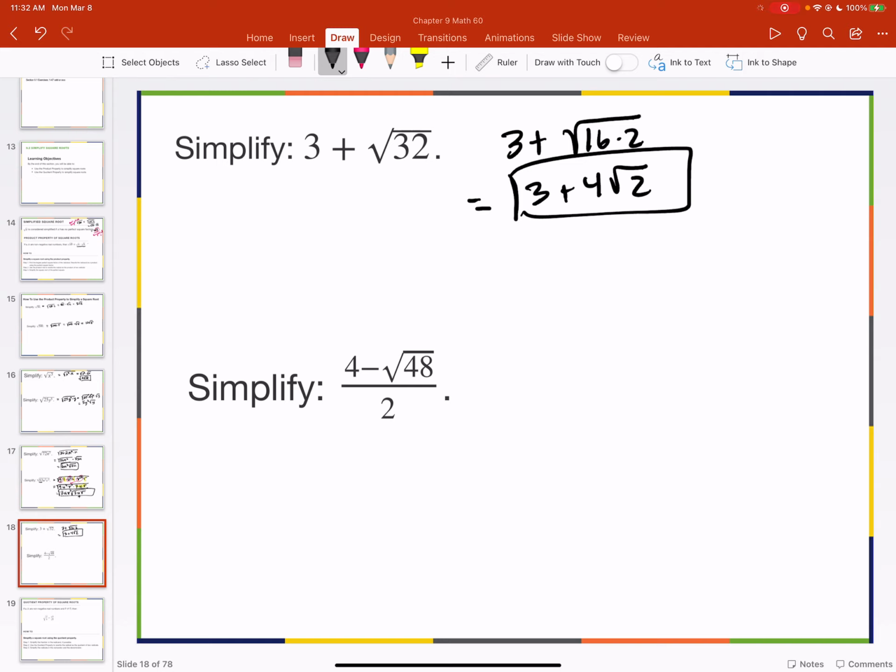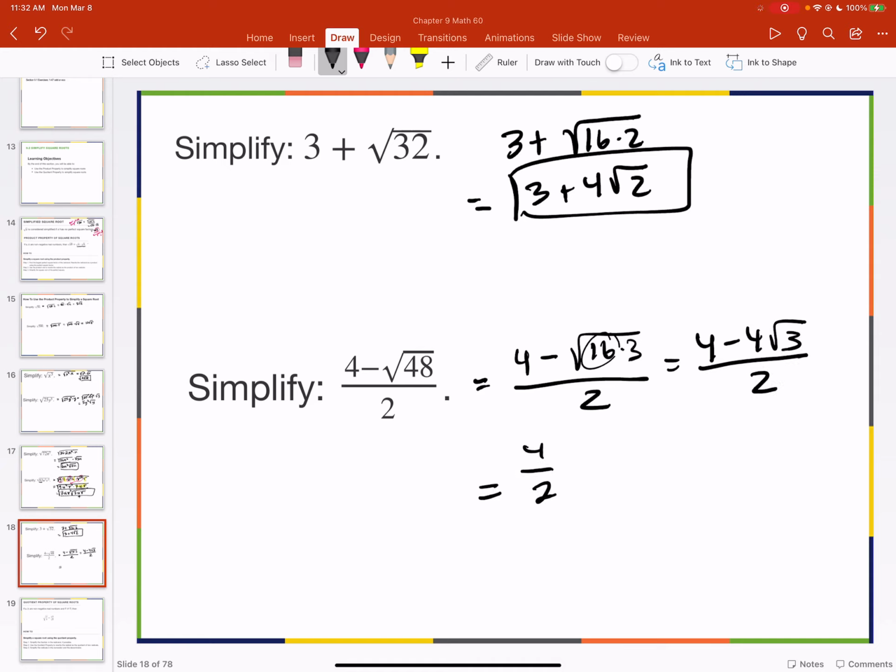How about over here? We have 4 minus the square root of 48, all over 2. Well, we know that 48 is 16 times 3. So that's 4 minus square root of 16 times 3, all over 2. Square root of 16 is 4, so this is 4 minus 4 root 3, divided by 2. But then you could think of that as 4 over 2 minus 4 root 3 over 2, property of fractions. And that simplifies to become 2 minus 2 root 3.